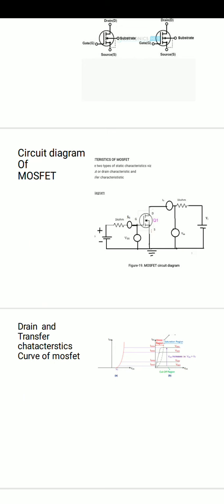There are two types of characteristics for MOSFET. One is drain characteristics and another is transfer characteristics.